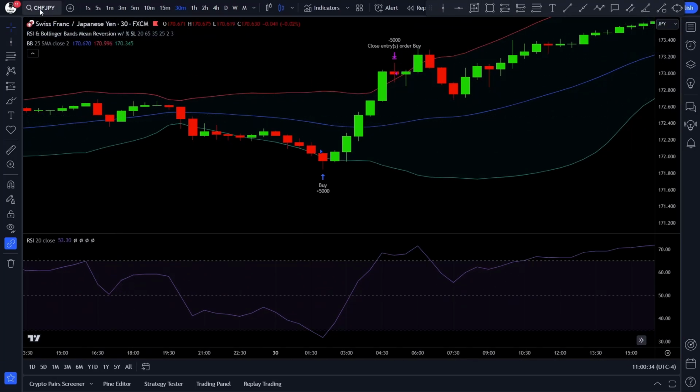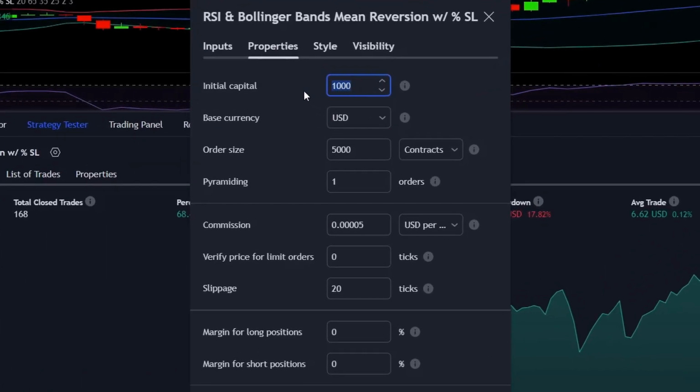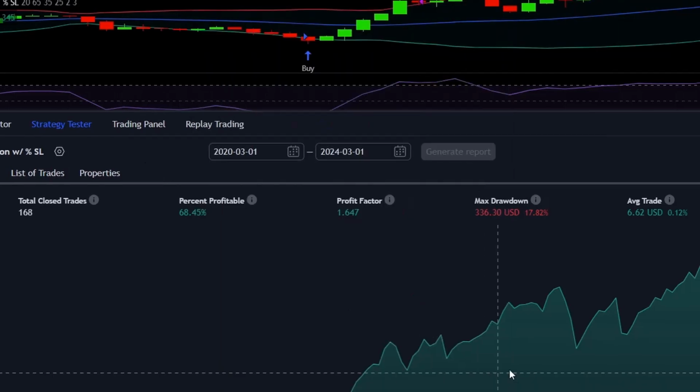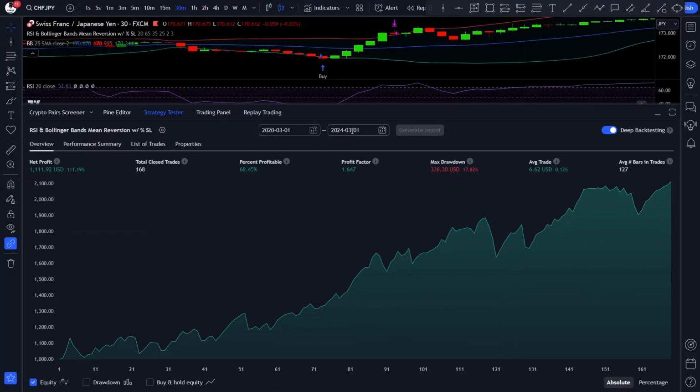For this strategy, we are using the Swiss franc JPY 30-minute chart. The initial capital is set to 1000 USD and the order size is 5000 contracts. We are using this commission rate for USD per contract and the slippage is set to 20 ticks. And here you can see the last 4 years of backtest results.